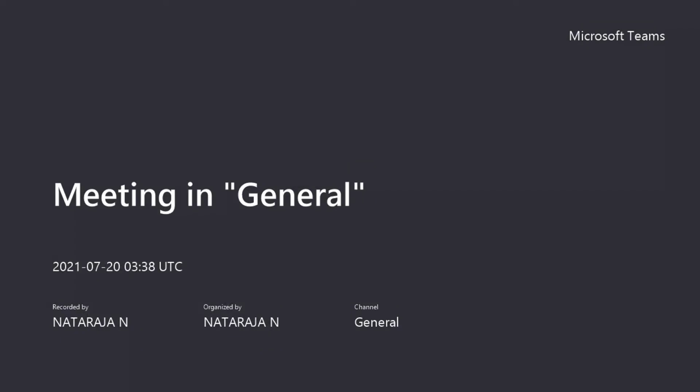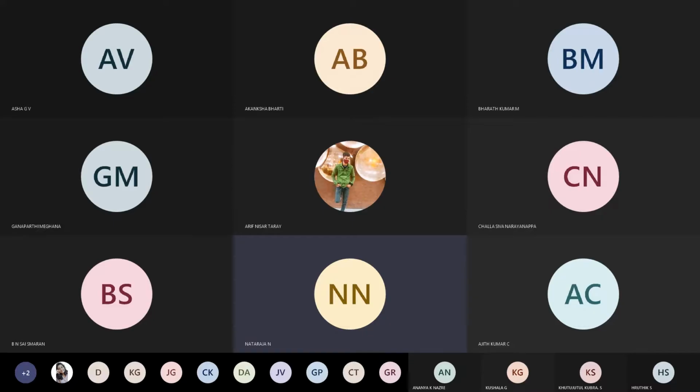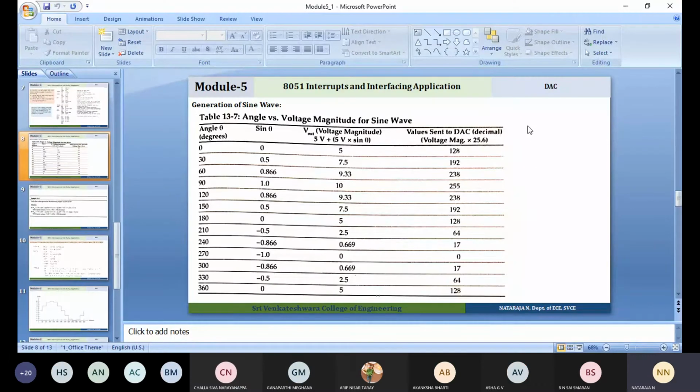Versus voltage magnitude for the sine wave we are going to find. Your sinusoidal signal will vary from 0 to 90, 180 and 270, and it will vary up to 360. One full cycle we are going to consider from 0 to pi by 2, like that pi, 2 pi, so that we can differentiate different angles.